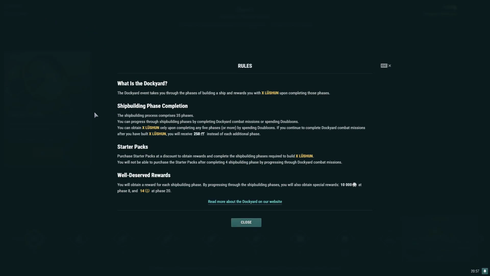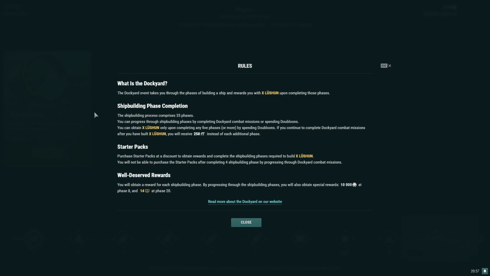So what is the Dockyard? The Dockyard event takes you through the phases of building a ship and rewards you with Tier 10 Lüshun upon completing those phases. The shipbuilding process comprises 35 phases. You can progress through shipbuilding phases by completing Dockyard combat missions or spending doubloons. You can obtain Lüshun only upon completing any 5 phases or more by spending doubloons.